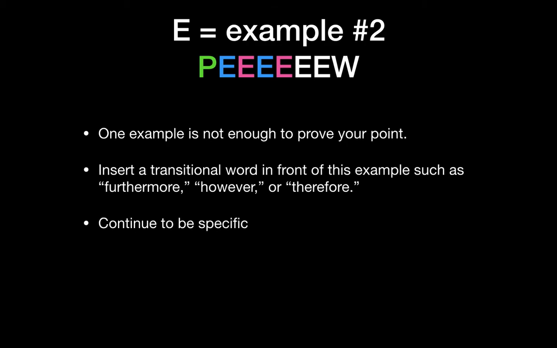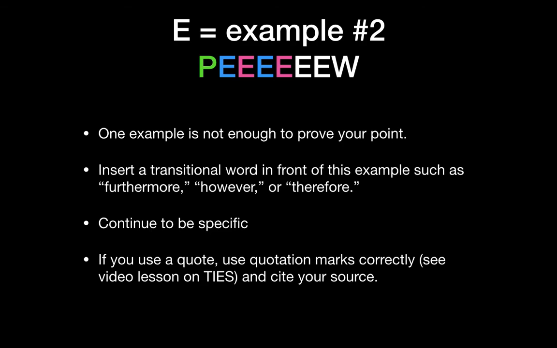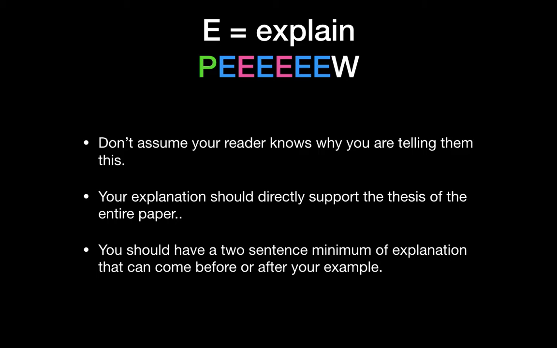After you give that transitional word, you need to continue to be specific and do the very same thing that you did before. If you use a quote, you need to use quotation marks correctly. I'll show you how later, and cite your source. Same way, we have an example in our first one. You have to explain it. You got to have an example in your second one, and you need to explain it again. So same bullet points as before. Don't assume your reader knows why you're telling them. Your explanation should directly support what you're trying to prove in your paper or the paragraph, and you should have at least 2 sentences minimum of explanation that can come before or after your example.